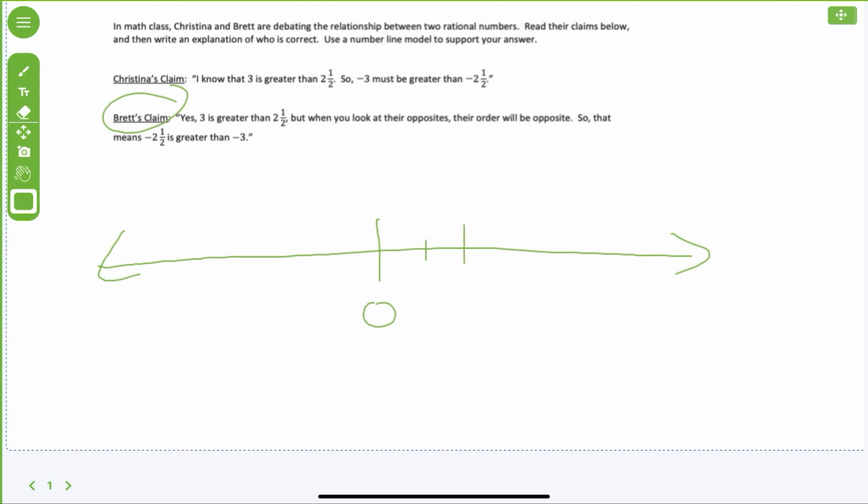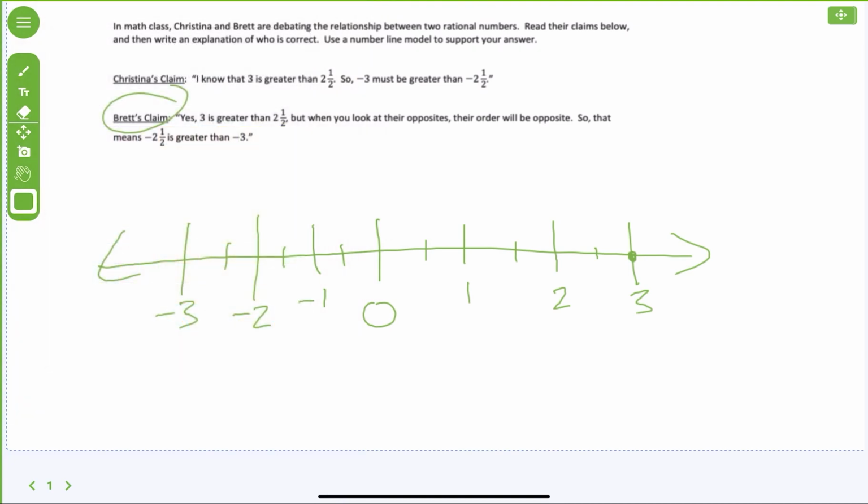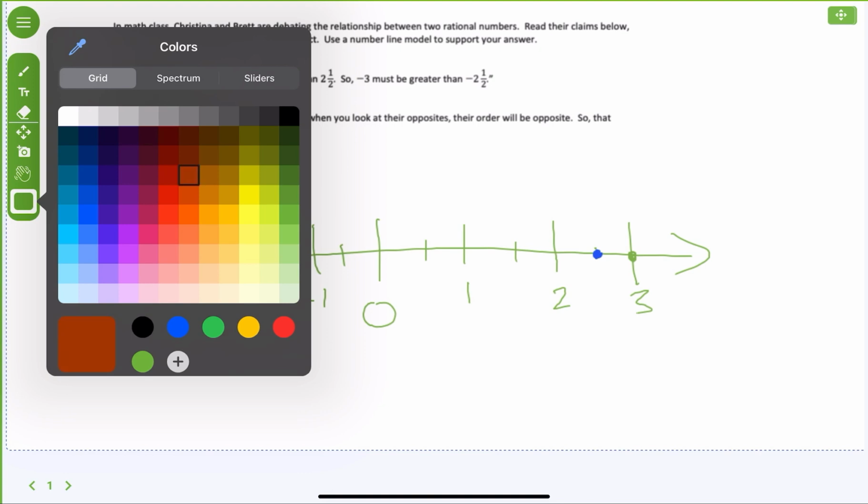And I'm going to make a big line for the whole numbers. Okay? I'm going to do the same thing over here, right? Okay. So we have 1, 2, 3, negative 1, negative 2, negative 3. And we know that 3 is greater than, let me mark this as a 2.5. Right? 3 is greater than 2.5.